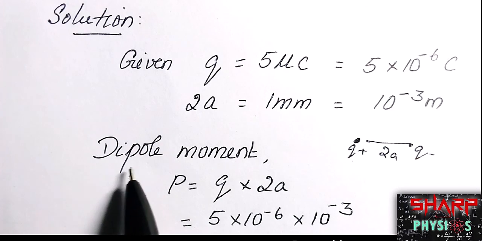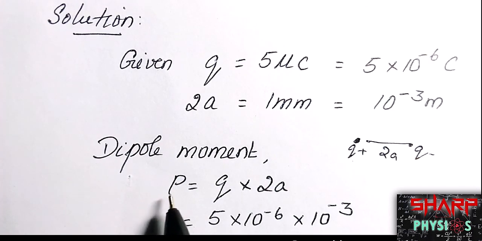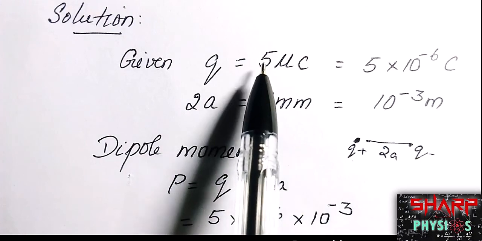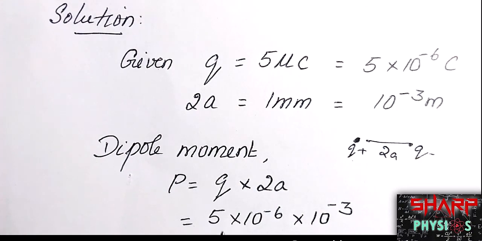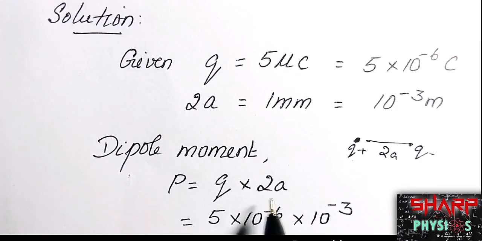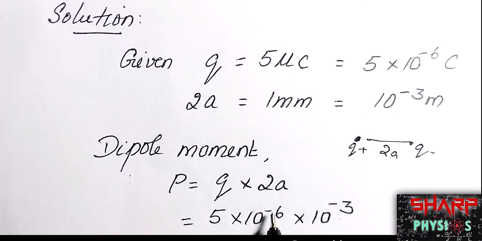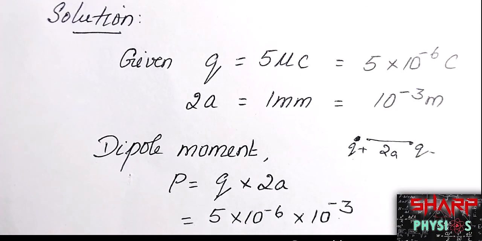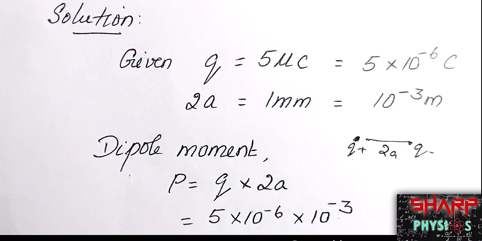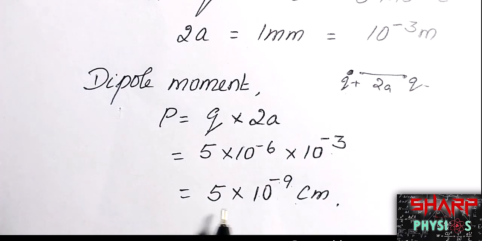From this we can calculate the dipole moment by the formula P is equal to Q into 2a. With this formula, you have to substitute for Q, 5 into 10 to the power minus 6, and for 2a, 10 to the power minus 3. Multiplying the above, you get 5 into 10 to the power minus 9 coulomb meter.